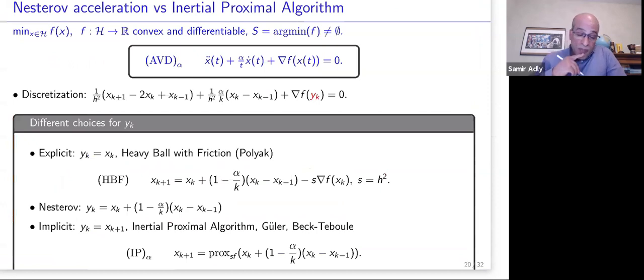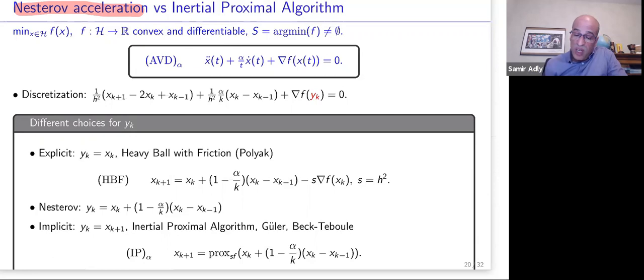So now I want to talk, because I have 10 minutes before finishing my talk, about the link between this kind of inertial proximal algorithm and the Nesterov acceleration. As you know, Nesterov acceleration is well known and well developed, and many communities, particularly the machine learning community, are using this kind of method to solve many concrete problems linked with artificial intelligence, etc.